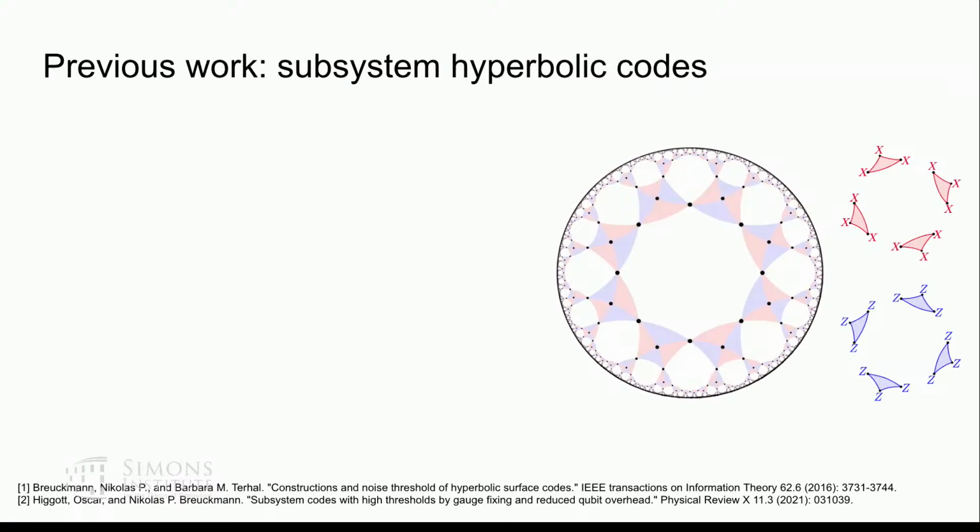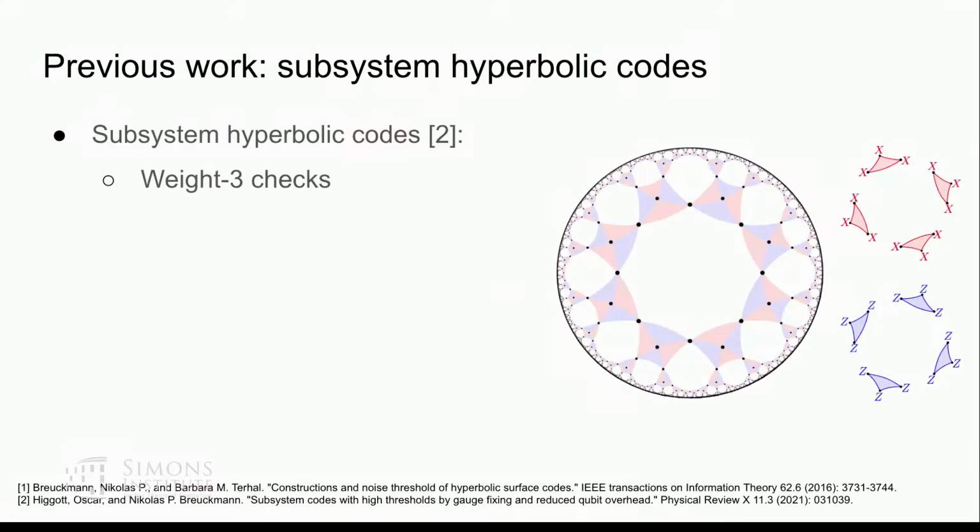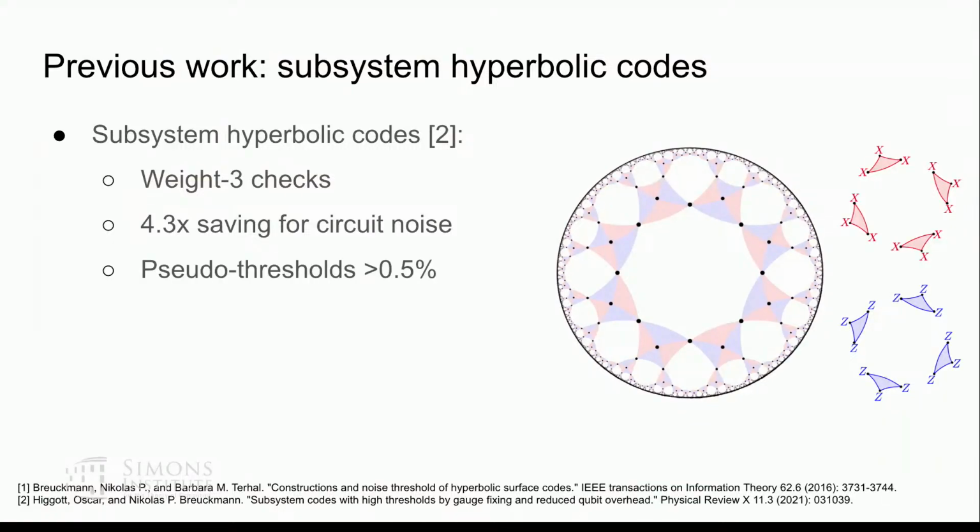And so in previous work with Nico from around 3 years ago, we looked at subsystem versions of hyperbolic codes, where, as I mentioned before, the high check weight of these hyperbolic codes can lead to problems when scheduling them and generating syndrome extraction circuits. So in previous work, we looked at these subsystem hyperbolic codes where we reduced the check weight to 3, by measuring these gauge operators rather than the stabilizers directly of the hyperbolic surface codes. And we showed that this led to an over 4 times saving in qubit overhead for circuit noise with pseudo thresholds above 0.5%.